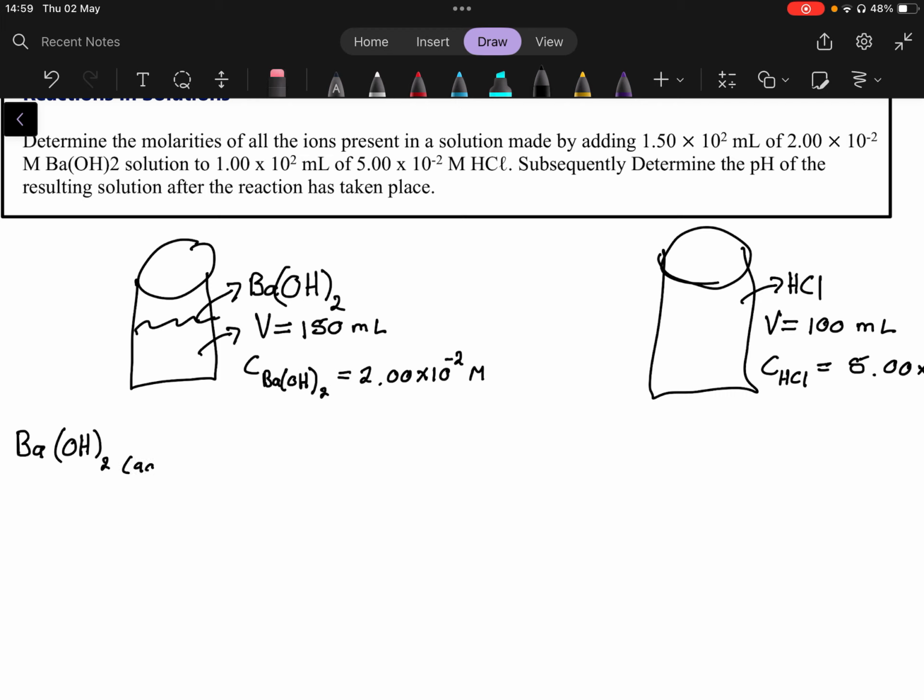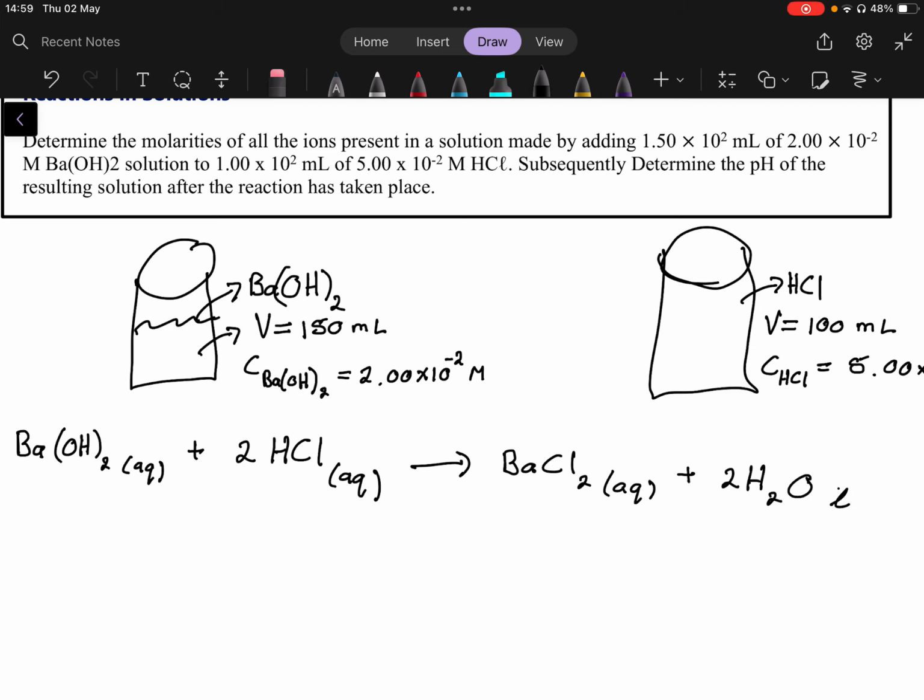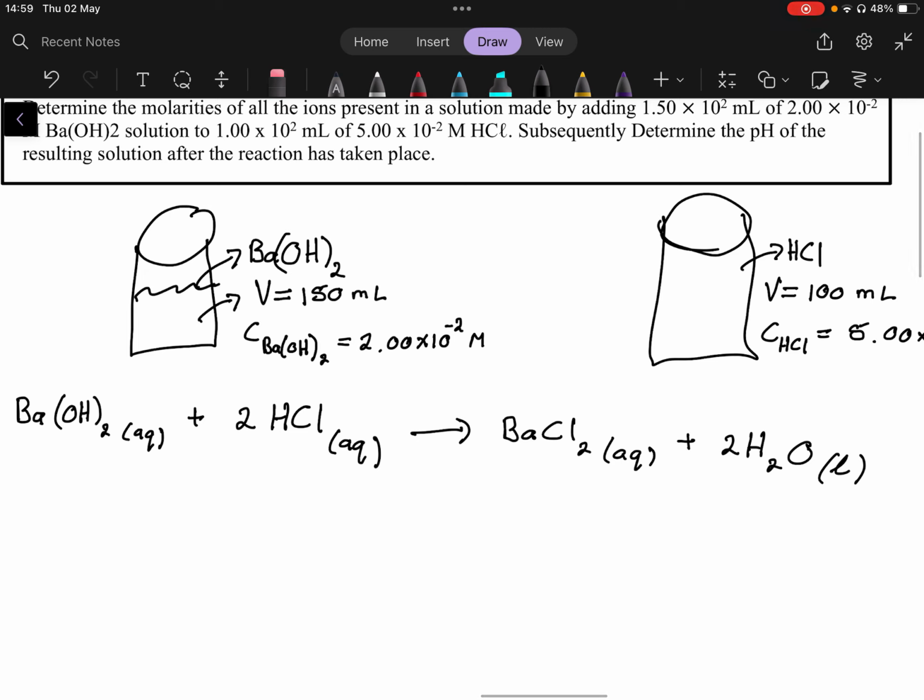So that means our reaction is barium hydroxide, which is in solution, reacting with HCl, also in solution, to give barium chloride, which is an aqueous salt, plus water, which is of course a liquid. Now you'll see I've already balanced the reaction, so there's a 2 in front of the HCl and a 2 in front of the water. That's something you can do in your own time, but it is balanced.